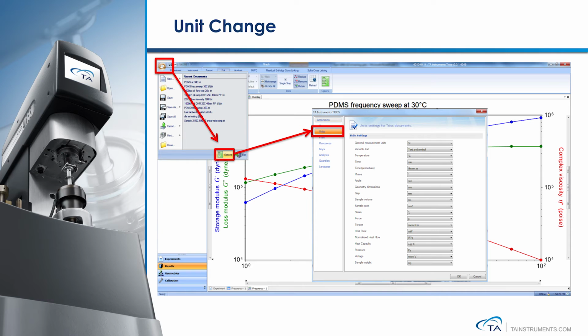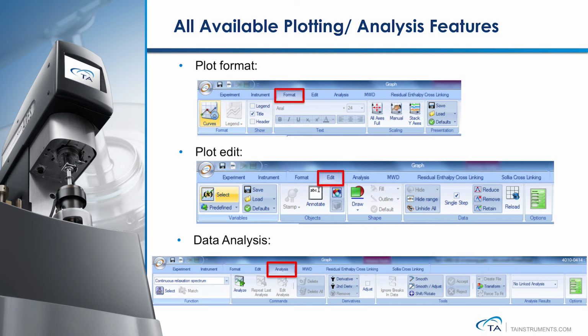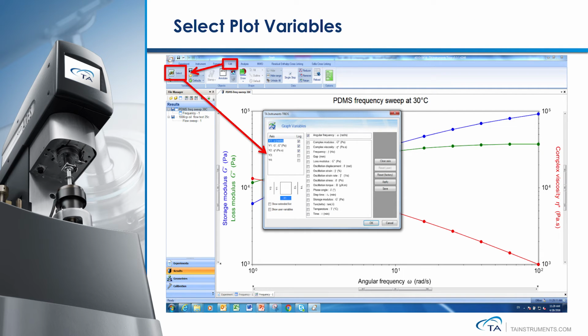To change the parameter units in the results, click on the TRIOS icon from the top left corner, select Options, and then Units. All of the available plotting and analysis features can be found from the top TRIOS ribbon under Format, Edit, and Analysis icons. With a result file open, the default plot variables will be displayed.